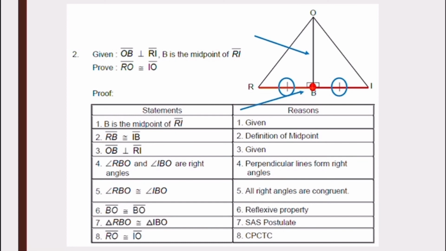Thus, angle RBO is congruent to angle IBO because all right angles are congruent. By reflexive property, line segment BO is congruent to line segment BO. This means that triangle RBO is congruent to triangle IBO by SAS postulate, and line segment RO is congruent to line segment IO by corresponding parts of congruent triangles are congruent.